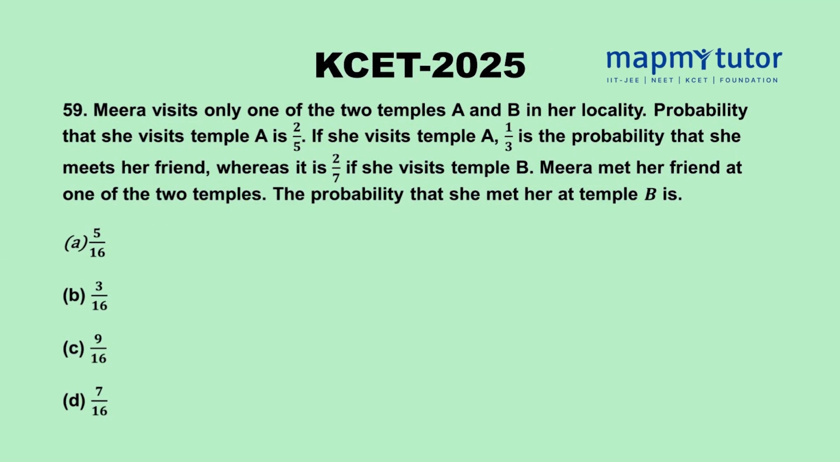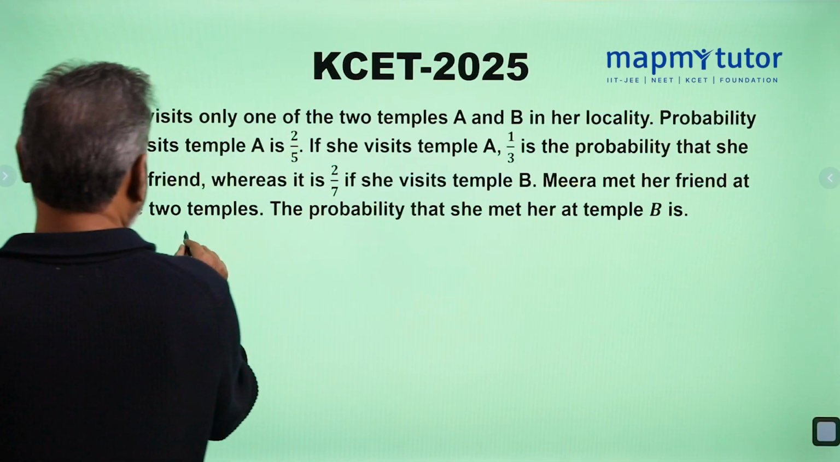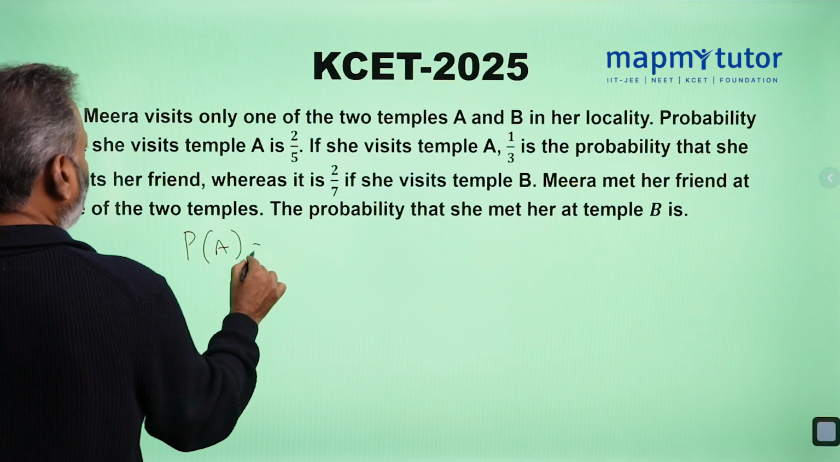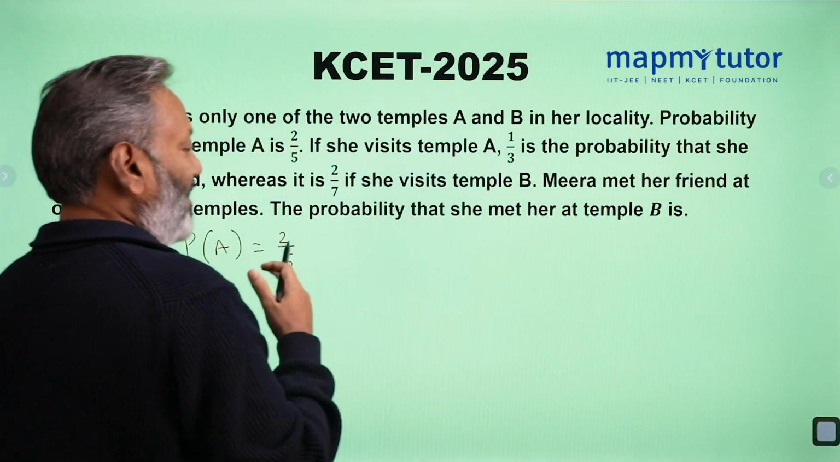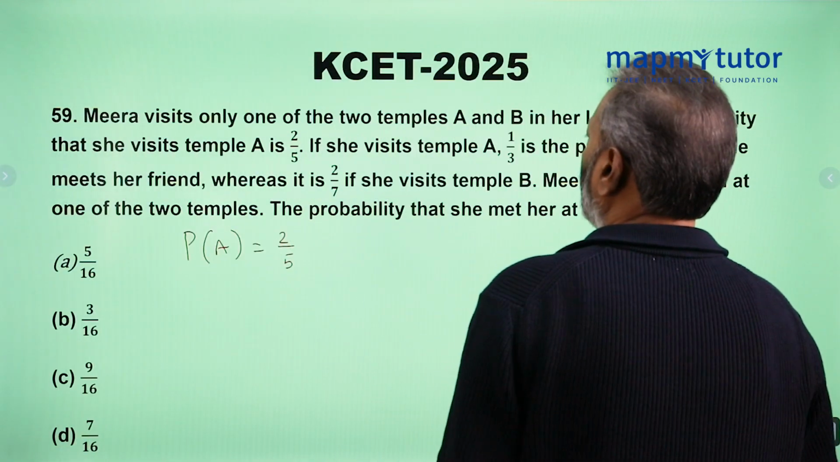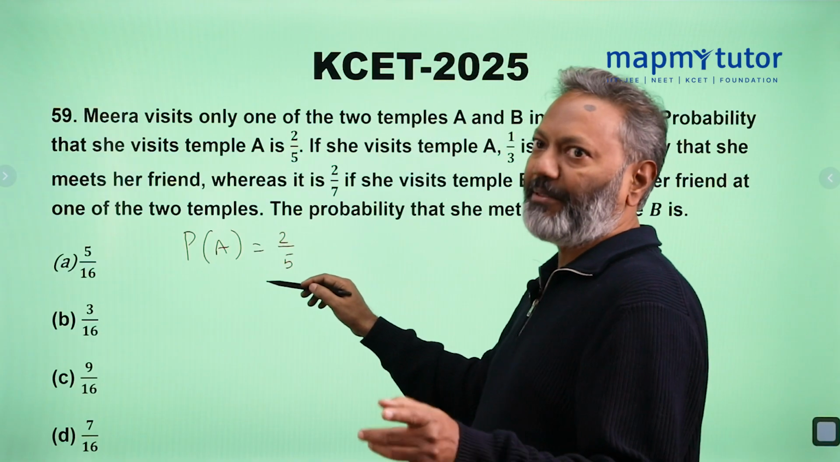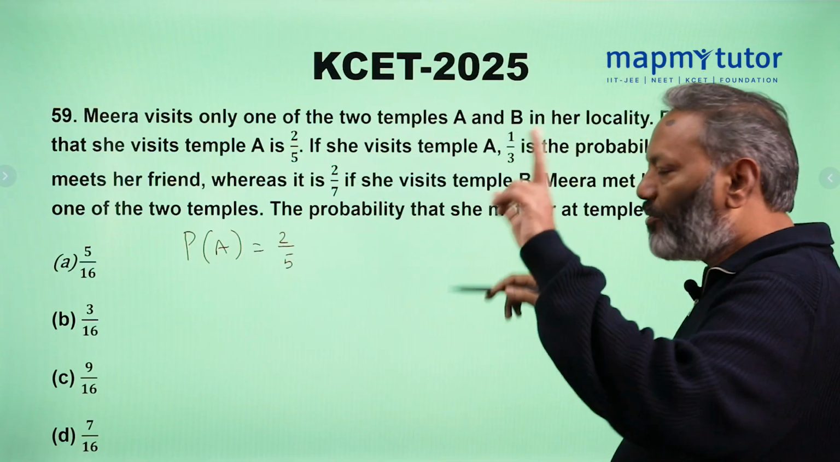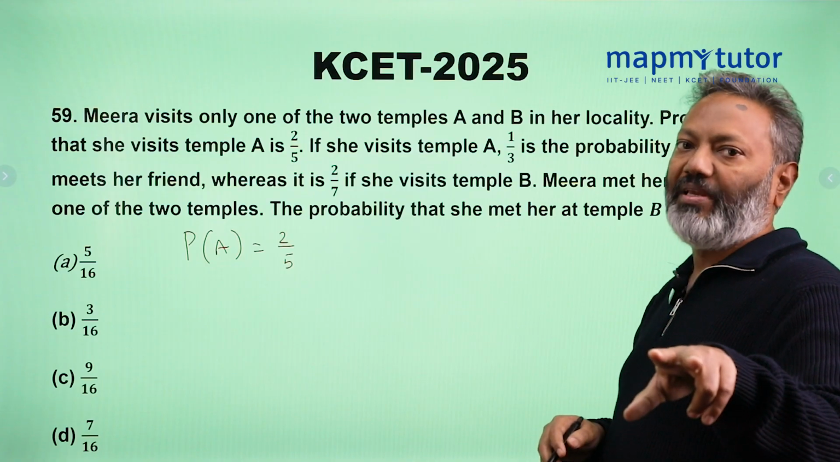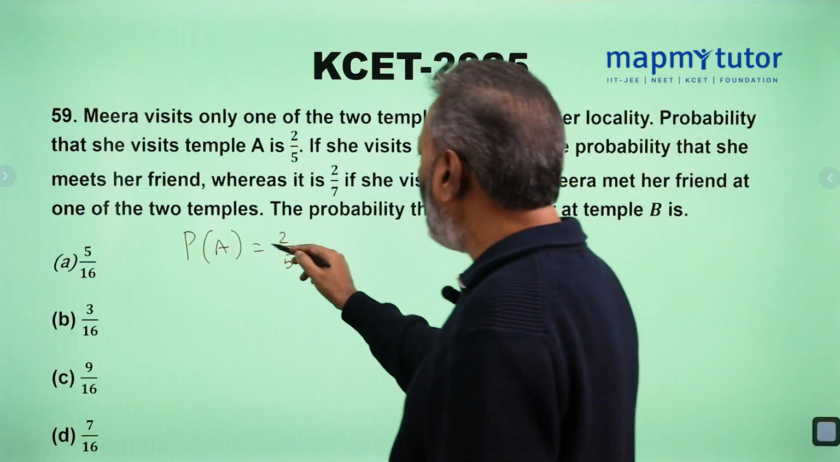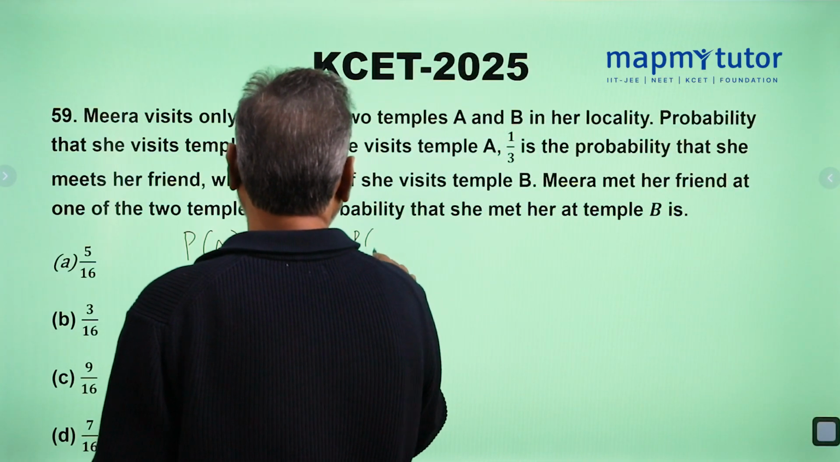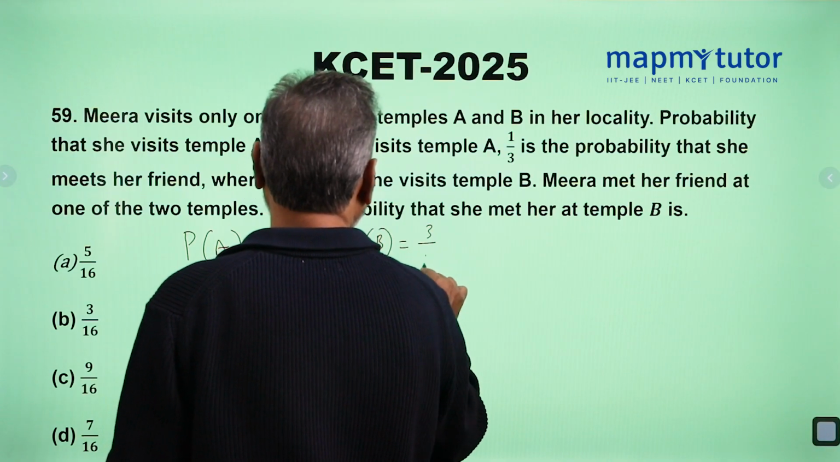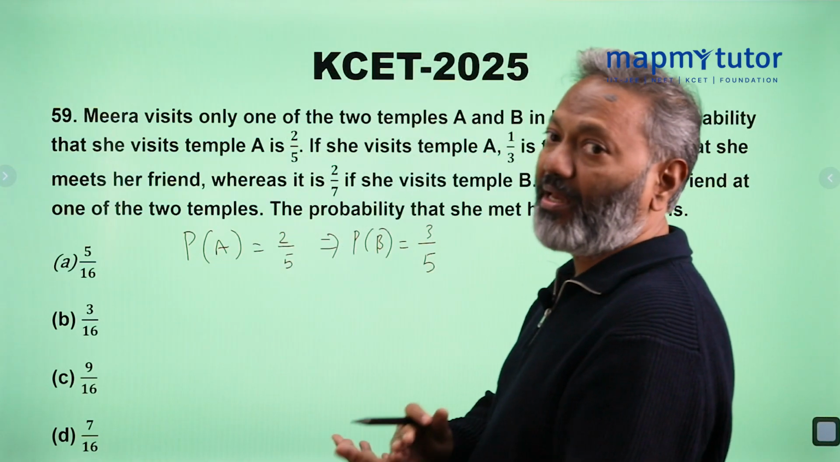Meera visits only one of the two temples A and B in her locality. Only two temples. The probability that she visits temple A, let me write it mathematically. P of A is 2 by 5. And here itself I will clarify one thing. Because she visits only two temples, only two exhaustive events are possible. So already P of A is 2 by 5, which implies what will be P of B? It must be 3 by 5 because the sum of those probabilities must be 1.